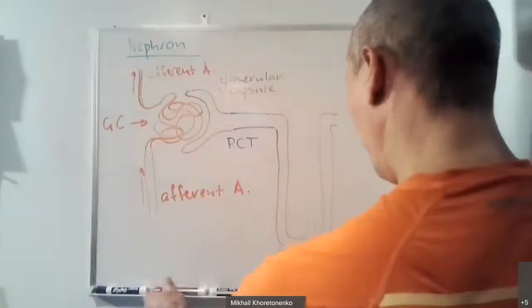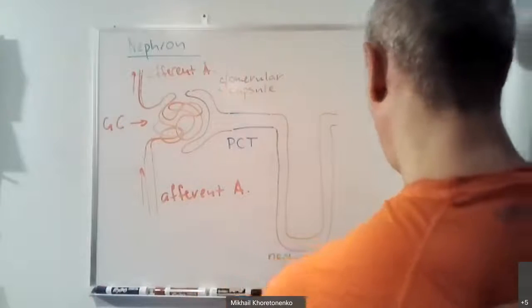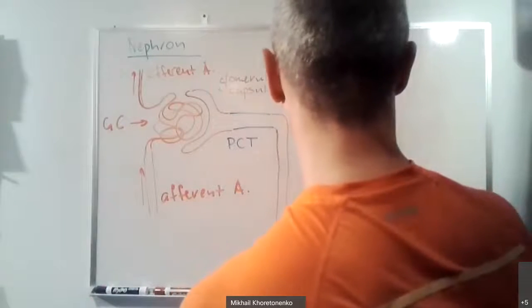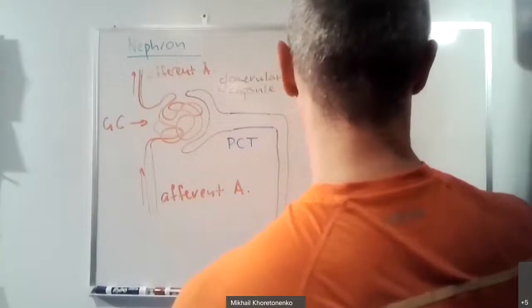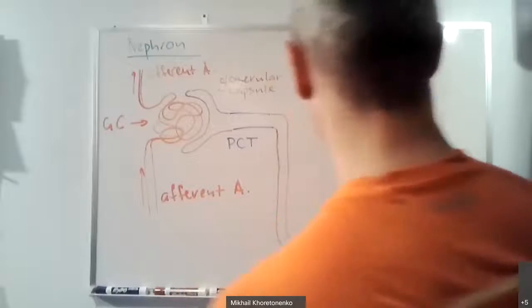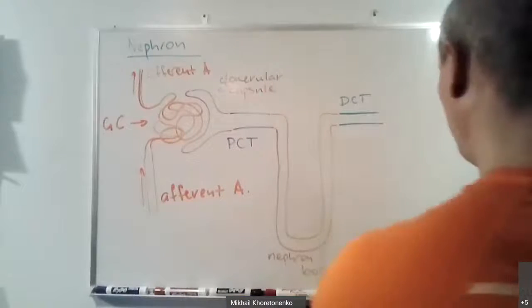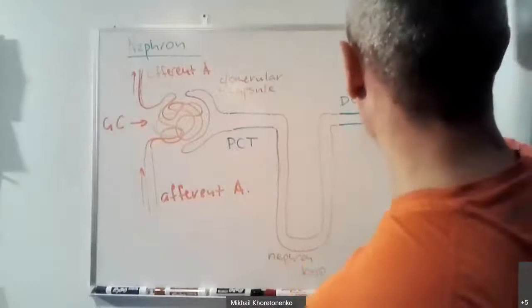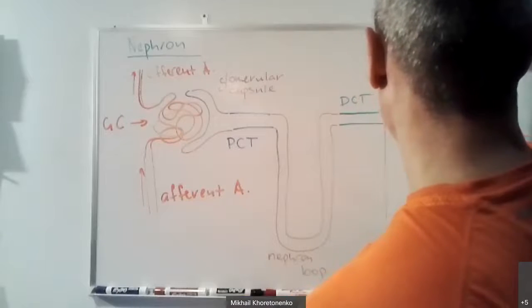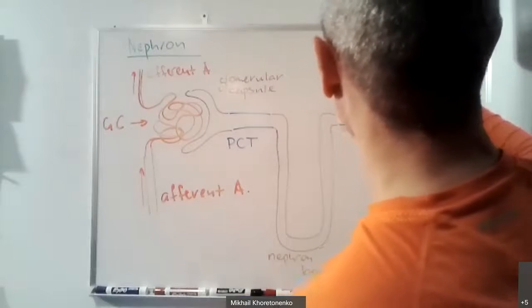From nephron loop, it gets into the distal convoluted tubule. And from distal convoluted tubule, the filtrate ends up in the collecting duct.